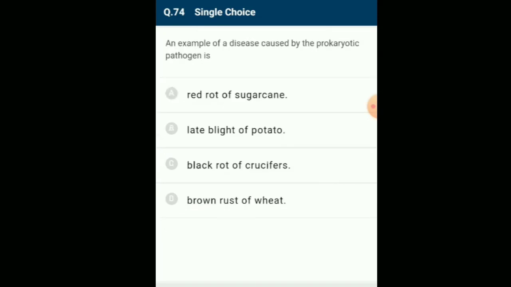Question number 74. An example of a disease caused by a prokaryotic pathogen is... Red rot of sugarcane is caused by a fungus, late blight of potato is caused by a fungus, brown rust of wheat is caused by a fungus, black rot of crucifers is caused by a bacterium, and tobacco mosaic is caused by a virus. So the answer for this question is option C, black rot of crucifers.